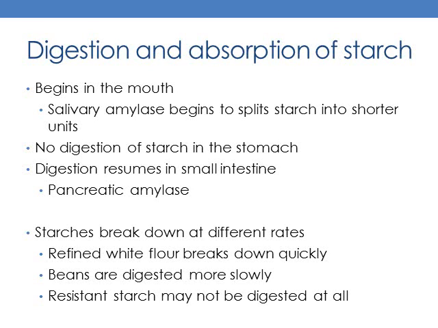Starches really do break down at different rates. We talked about how complex carbohydrates and starch take longer to break down than, say, a simple carbohydrate. So refined white flours break down very quickly. Beans are digested more slowly, and then resistant starch may not be digested at all. It's similar to a fiber, but it's referred to as a resistant starch.